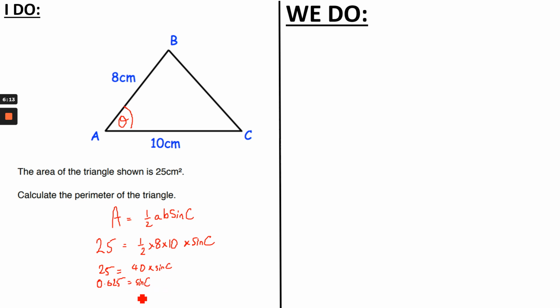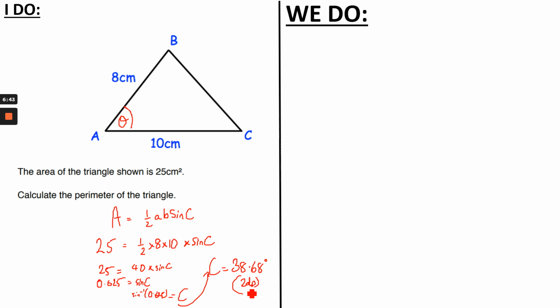And by now you know that to work out what C is, you need to do sine to the minus 1. So I'm just going to write it here, sine to the minus 1 of 0.625. And that will give us an answer of, so sine to the minus 1 of 0.625, going to give me an angle of 38.68 degrees, 2 decimal places. Okay, so you can just work it out from that.